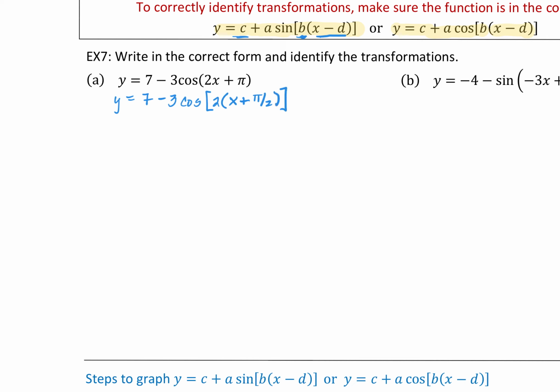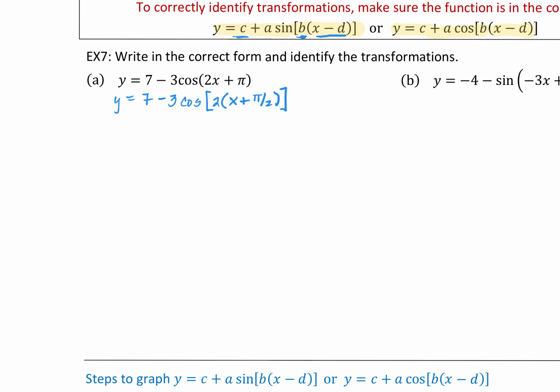If you're unsure if you factored out that value correctly, try to get rid of the parentheses and multiply the 2 back in. Do you get back to where you started, which was the 2x plus pi? And the answer is yes. Okay, so we've taken care of that 2 multiplied by the x. And now everything is in the correct form for us to identify all the transformations.